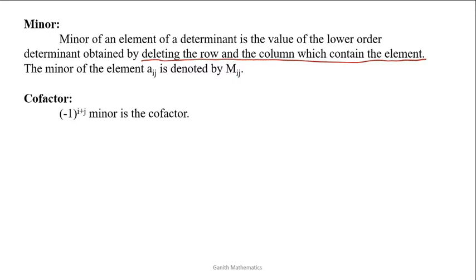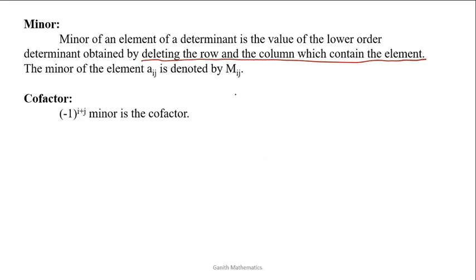Then we have to deal with the cofactor also. Cofactor is minus 1 to the power i plus j times the minor. So you have to find the minor value and substitute it in the formula, that is minus 1 the whole power i plus j into minor, which is known as the cofactor.